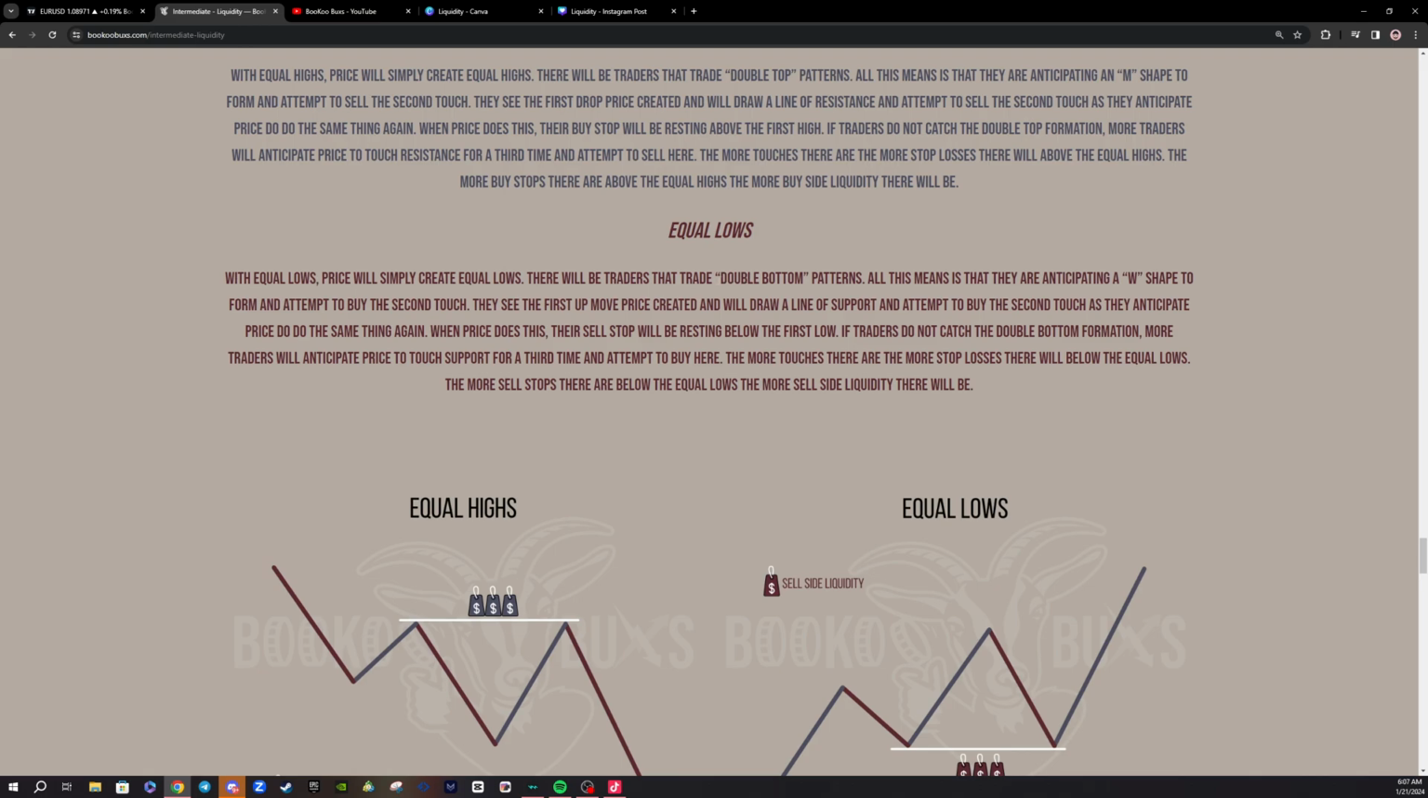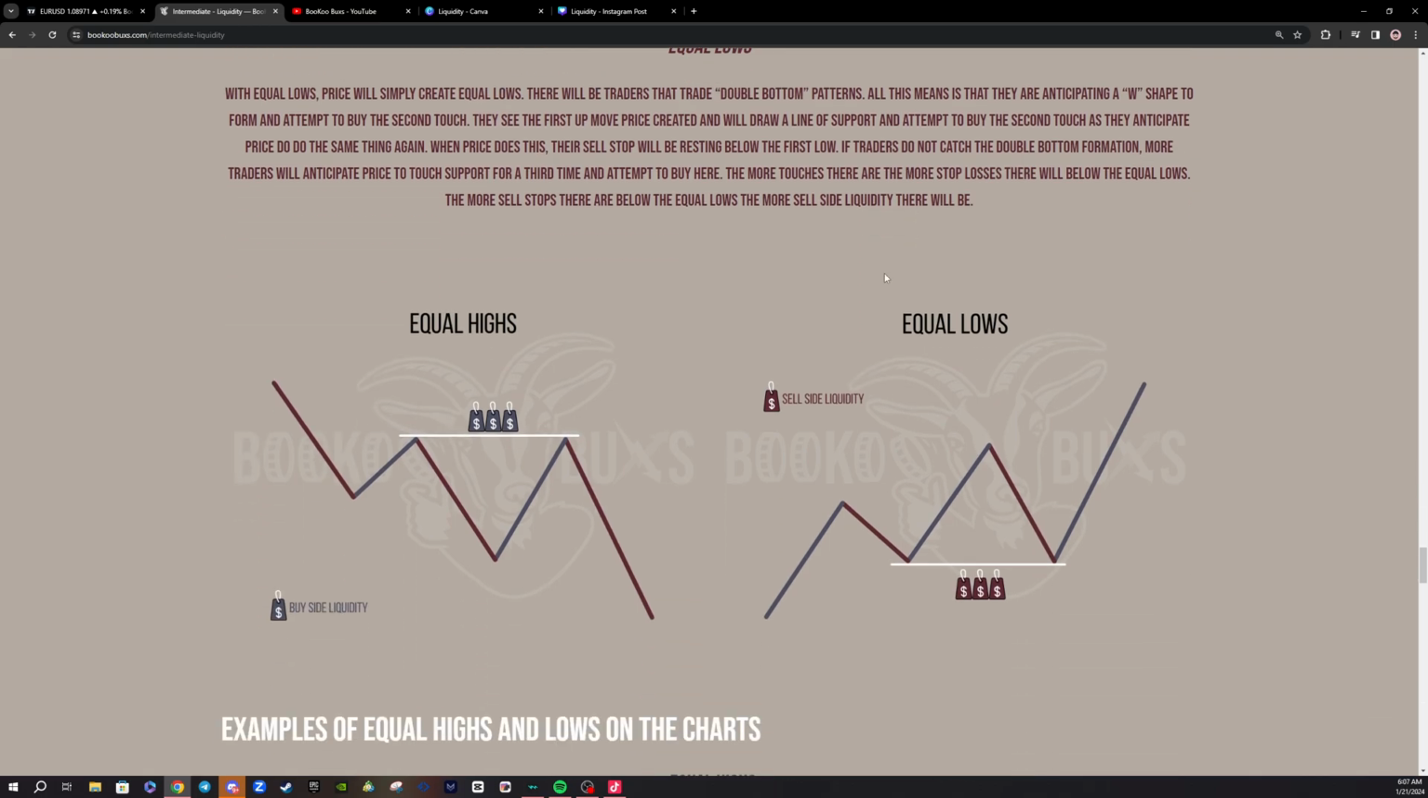Some people look for a pattern called double bottoms. They are trying to buy at the second touch after price makes that first touch. If they miss that first one, they will wait for price to pull on back and maybe catch the third one. So equal lows are another form of liquidity, more specifically sell side liquidity.